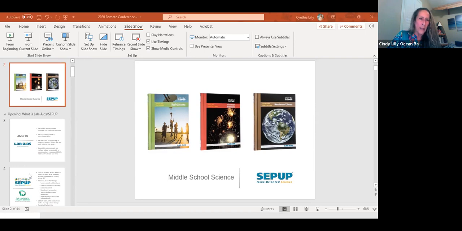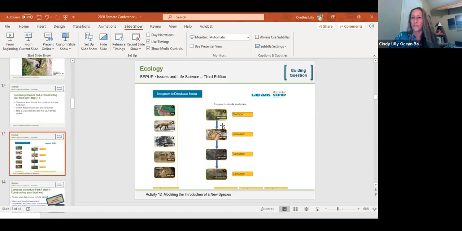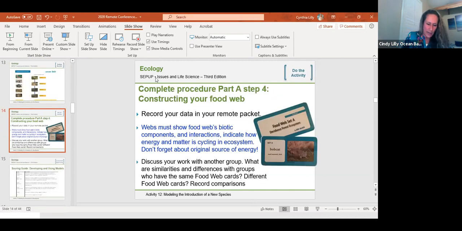So what you'll end up with is something that looks kind of like this. If you look on my screen. Are we good? I'm going to keep on going. It says, now work with your group and create a food web using all of the cards. So you're going to have to hit next. You're going to work with your group to create a food web using all of the cards in your set. Identify what happens to energy and matter for each interaction. Record your food web in your remote packet.